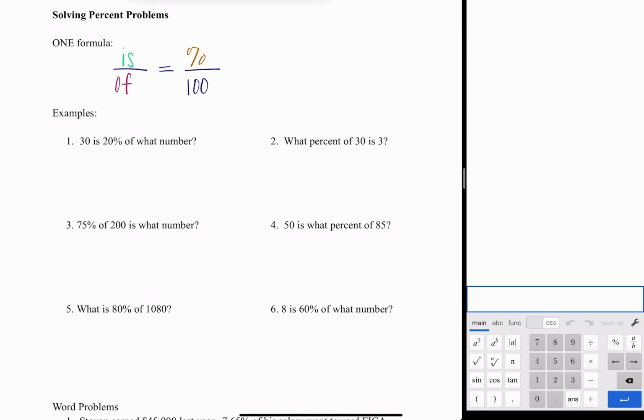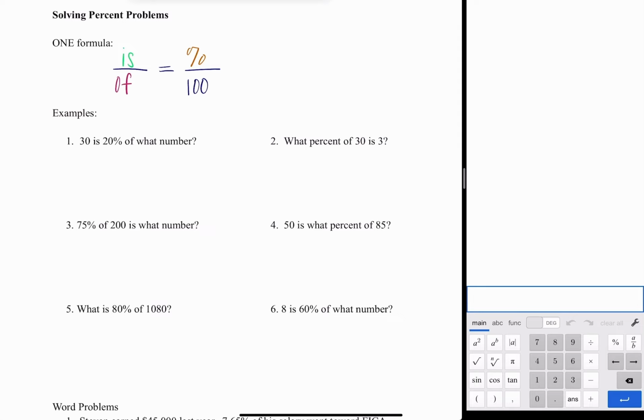Now the blue parts have to stay. So the division lines, the equals, and the 100, you don't get to change those ever. If you change those, you're going to math heck. The ones that you are going to pull out of your problems are the is and the of and the percent. Now, I realize that makes 0 sense. So we're going to do a few of these together.